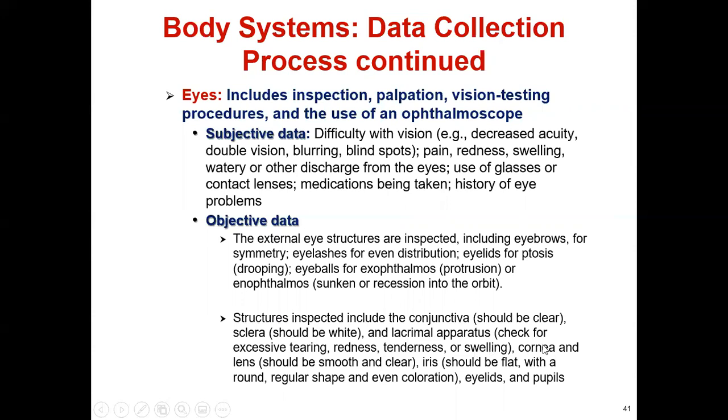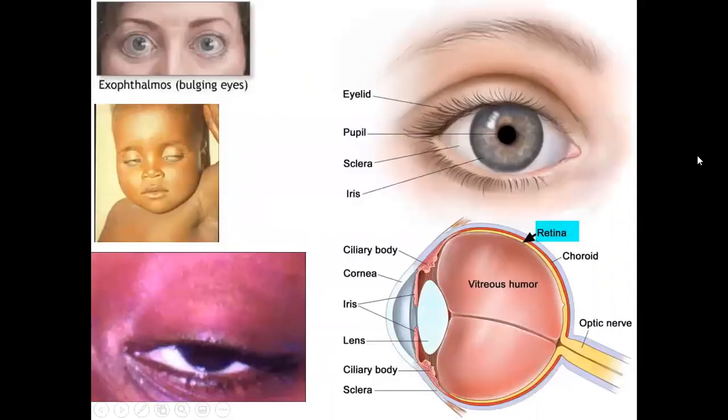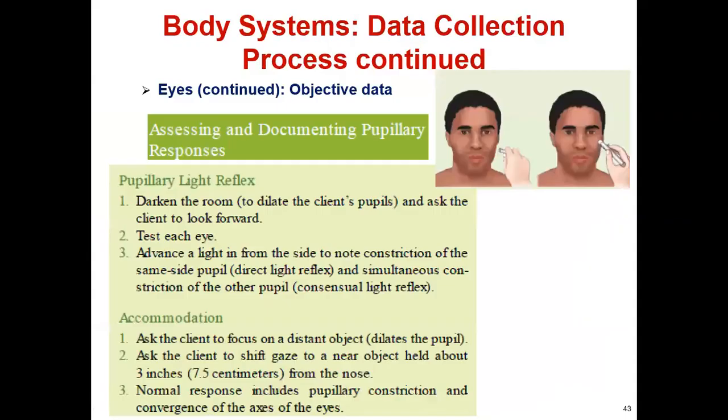We check the cornea and lens. They should be smooth and clear. Also we should check the iris, which should be flat, round, regular shape, with even coloration, eyelid and pupil. So we're talking about how it looks in case of a normal healthy person.